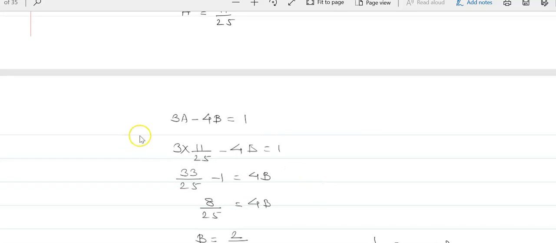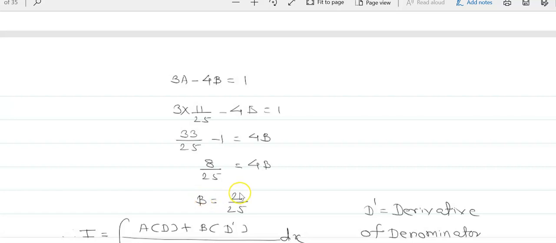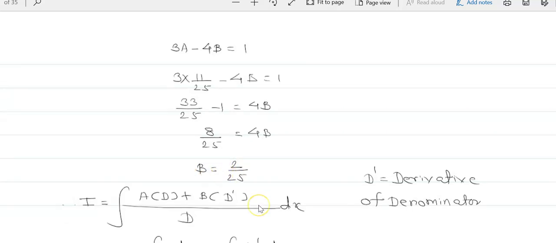And the next is substitute the value of a in equation number 1, that is 3a minus 4b is equal to 1. That is 3 times 11 upon 25, 33 upon 25, minus 1 is equal to 4b, which is 8 upon 25 is equal to 4b. So b is equal to 2 upon 25.